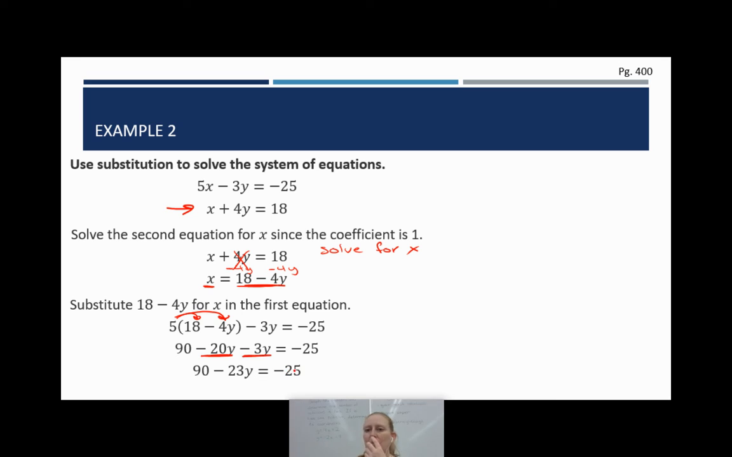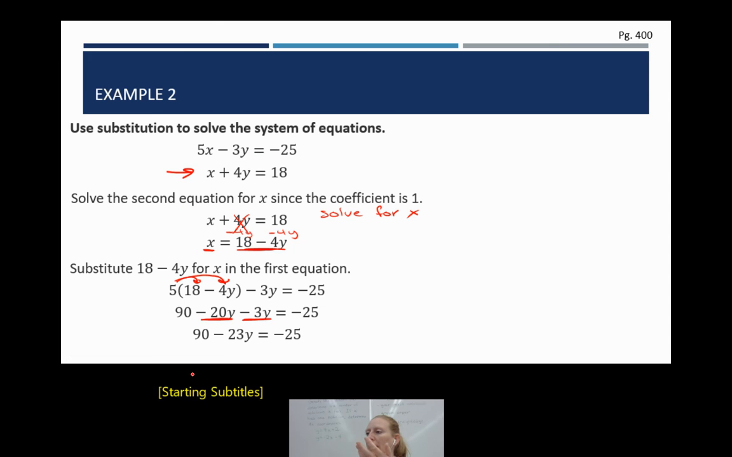I'm kind of running out of space, so I'm going to end up moving it up here. I want to get the y alone, so I'm going to go ahead and subtract.